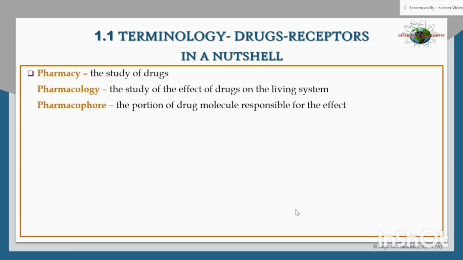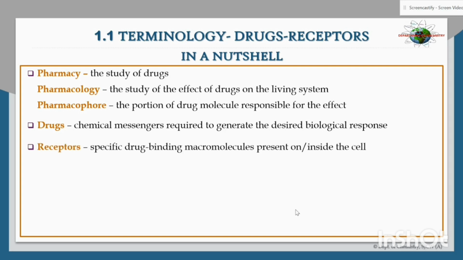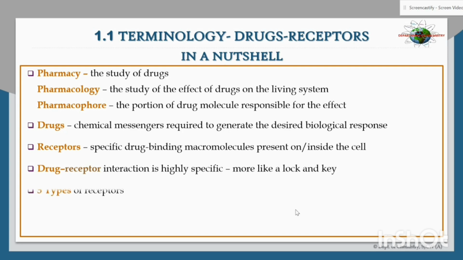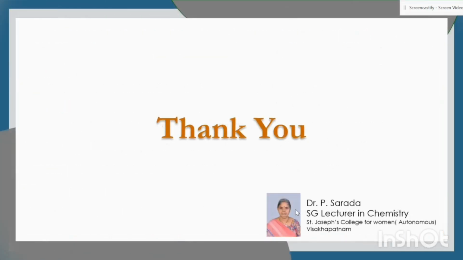So in a nutshell, we have learned about the terms pharmacy, pharmacology, pharmacophore, pharmacopoeia. Then we have seen what drugs are. Drugs are chemical messengers required to generate the desired biological response. Then we have seen what receptors are. They are specific drug binding macromolecules present on or inside the cell. And the type of drug receptor interaction is highly specific, more like a lock and key. Then there are five types of receptors, and different types of receptors generate different types of responses after binding to the drug. Thank you.